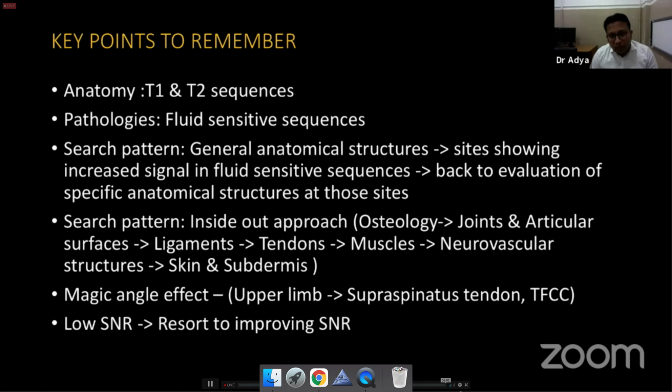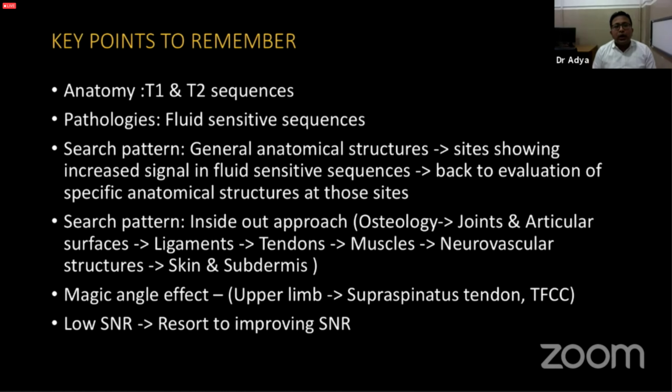And we need to develop a search pattern in MSK radiology. So I personally try to use two kinds of search pattern. The first search pattern is evaluation of the general anatomical structures, then to look for the sites showing increased signal in fluid sensitive sequences, and coming back to evaluation of those specific anatomical structures at those particular sites.